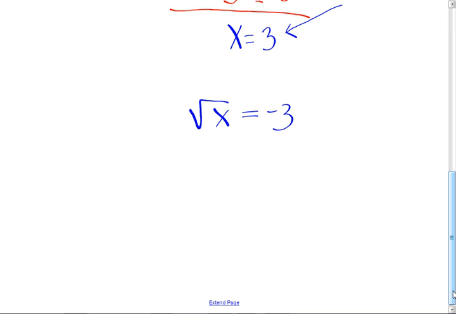Now, anybody have an idea how we would get rid of square rooting? What's the opposite of square rooting? No, that would be multiplying, dividing. What's the opposite of square rooting? It says the square root of what number is negative 3? You know what square root means? What number times itself? So if I say the square root of x is equal to 4, what number times itself?